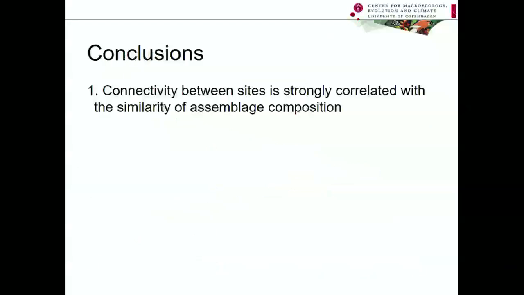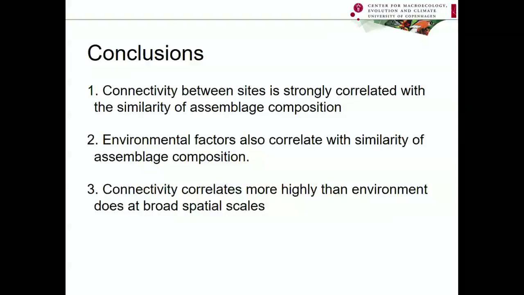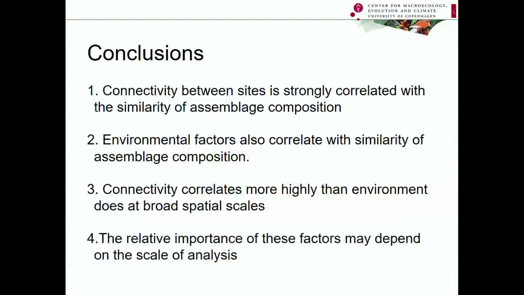So coming to my conclusions, connectivity between sites is strongly correlated with the similarity of assemblage composition. Environmental factors also correlate with the similarity of assemblage. Connectivity correlates more highly at these broad scales, but the relative importance of these factors does depend on the scale of analyses. So I think there's some broader implications of this.